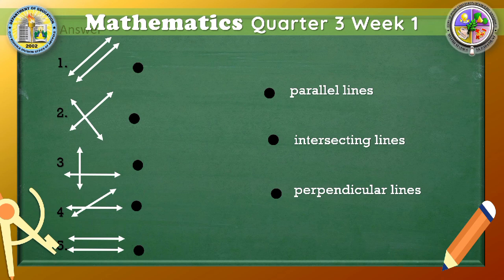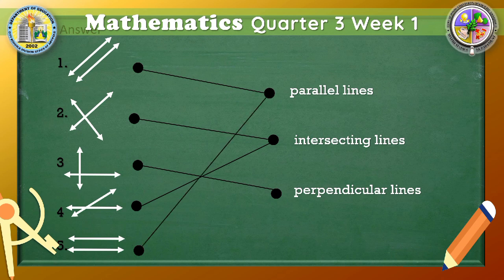For number 1, parallel lines. For number 2, intersecting lines. For number 3, perpendicular lines. For number 4, another intersecting lines. And number 5, another parallel lines. Very good.